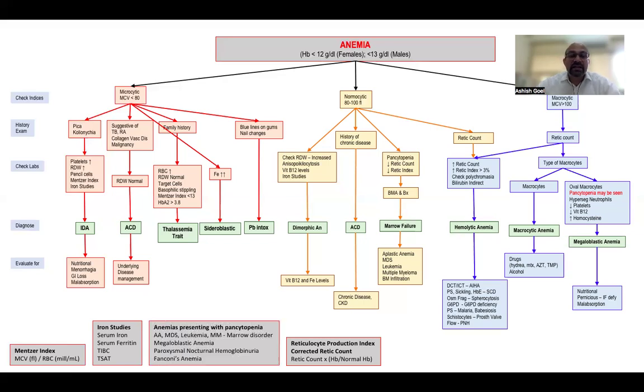Another question which is sometimes asked is about anemias which can present as pancytopenia. There are different kinds of anemias which may present as pancytopenia. As already said, there could be aplastic anemia, myelodysplastic syndromes, and others which could present as marrow failure. But in addition to that, even megaloblastic anemia, paroxysmal nocturnal hemoglobinuria, or Fanconi's anemia may present as pancytopenia. So with this, we come to an end of today's session.